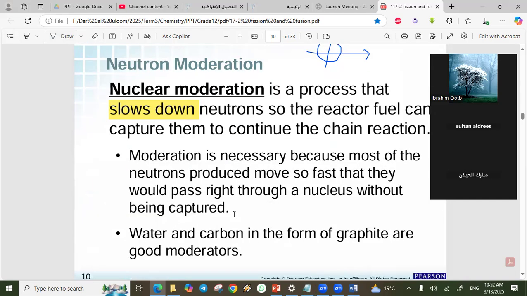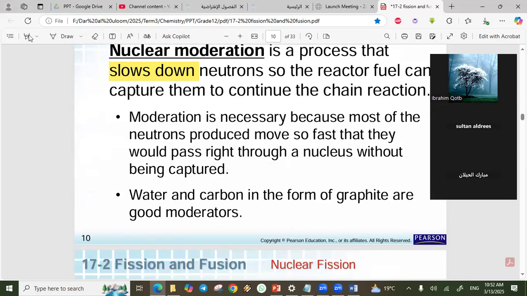Here, moderation can be done by water and by carbon.